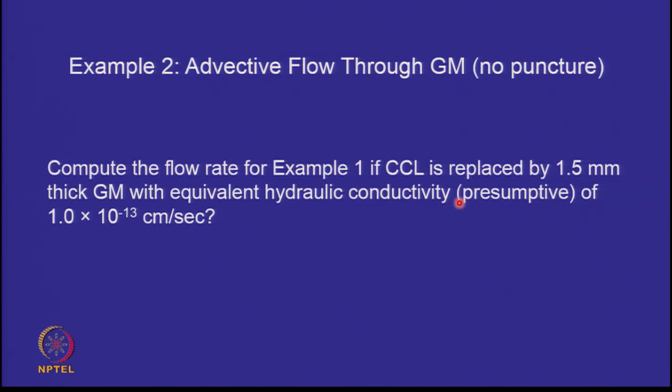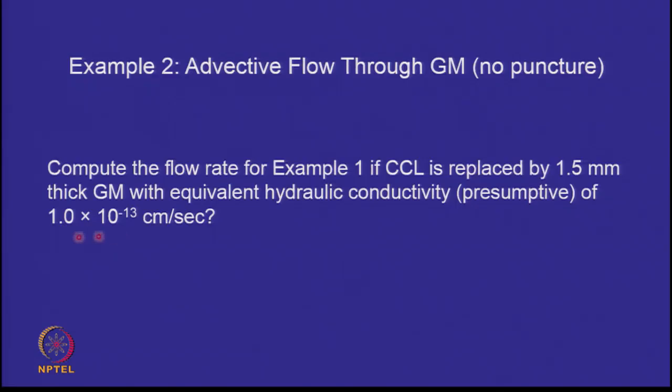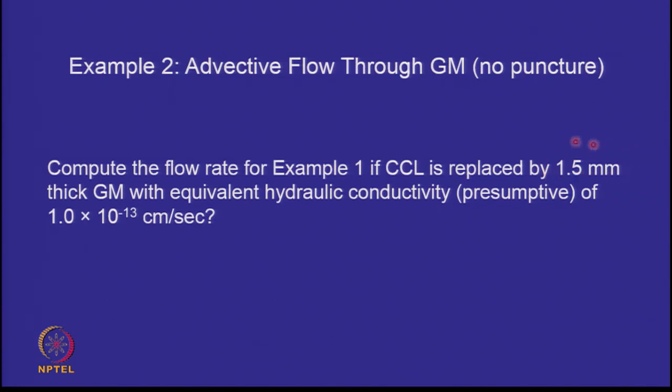And just like we said that the clay has a hydraulic conductivity of 10 to the power of minus 7, let us say the presumptive hydraulic conductivity of geomembrane is 10 to the power of minus 13. Can you now tell me what is the Q coming through the geomembrane? Same formula, but now the thickness instead of being 90 centimeters has become 1.5 millimeter.